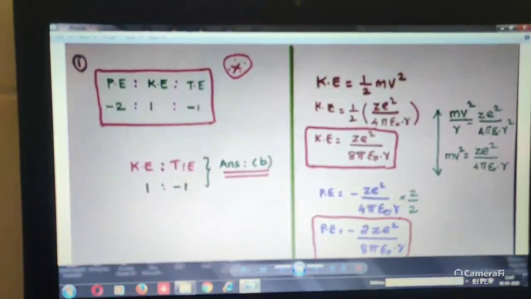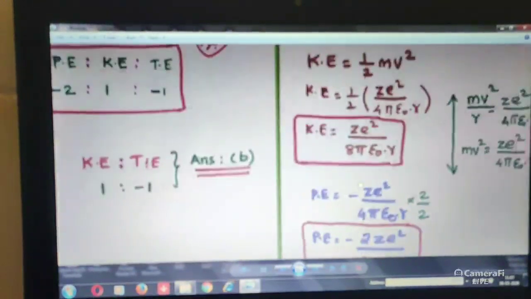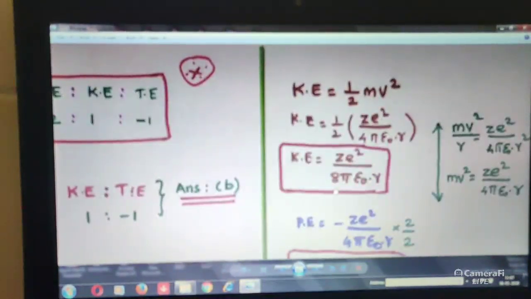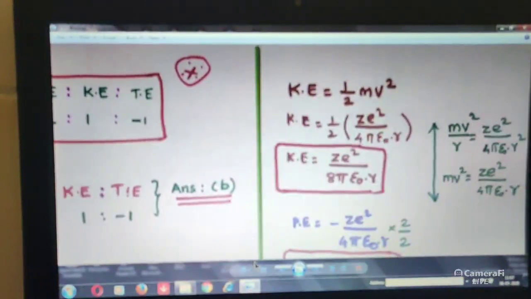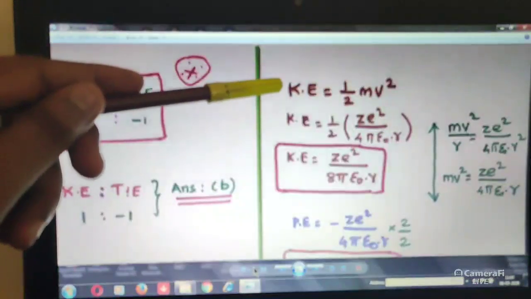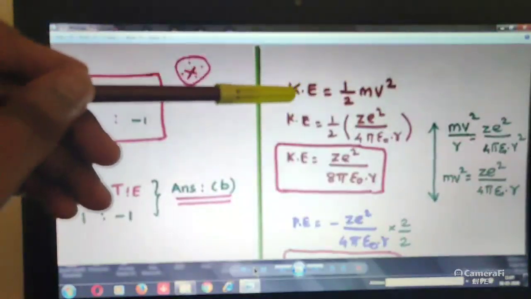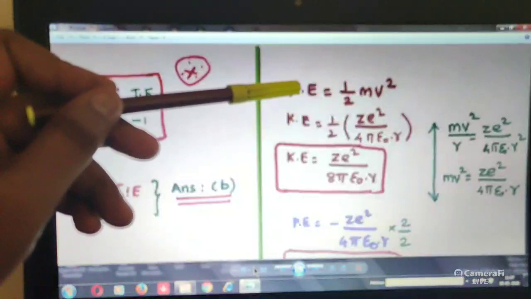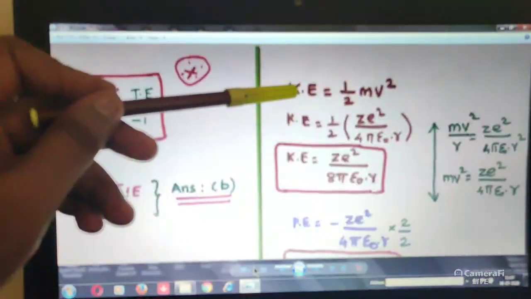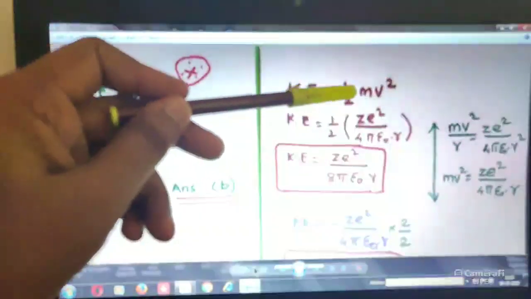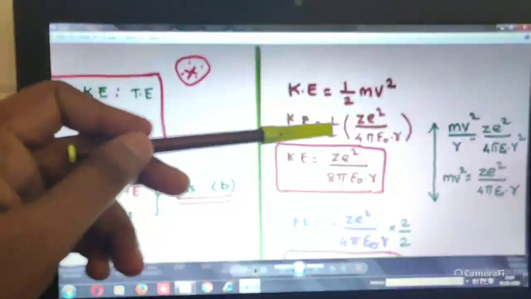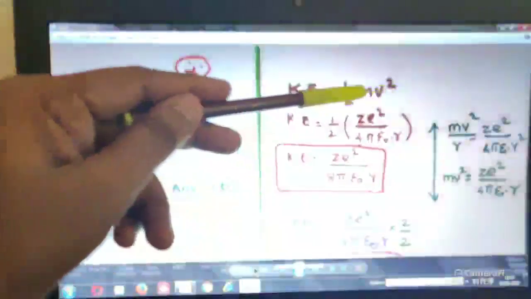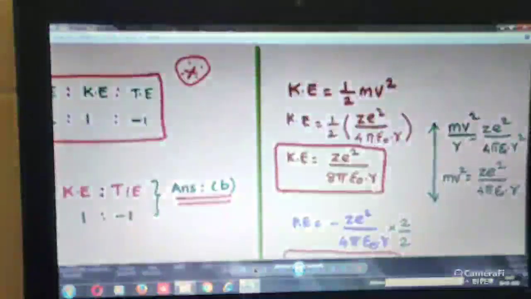So let me recapitulate. Please listen. First, I can write kinetic energy. The kinetic energy, the normal formula you know, that is half mv squared. So kinetic energy is equal to half into mv squared, and this mv squared term is from Bohr's atom model.